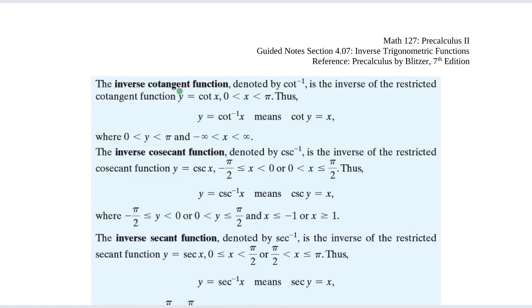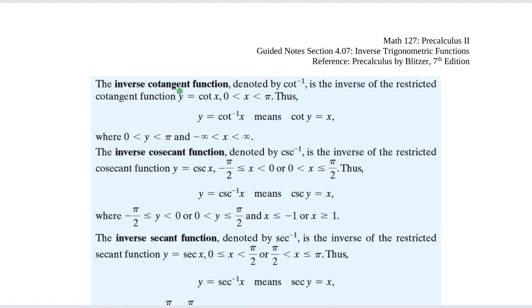All right. So, like I mentioned, so far we've focused on inverse sine, cosine, and tangent because they are the inverse trigonometric functions used most frequently in math, science, engineering, and calculus. However, there are three additional inverse trigonometric functions: the inverse cotangent, the inverse cosecant, and the inverse secant.